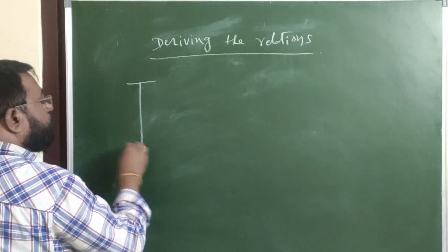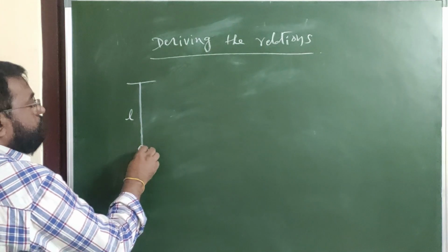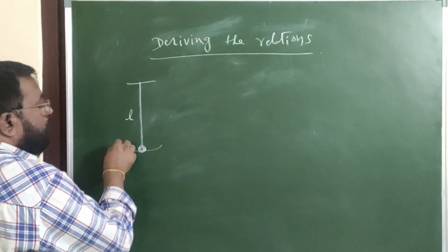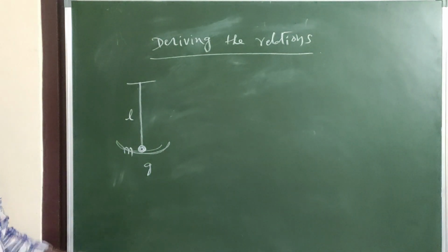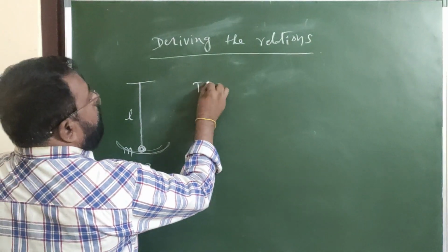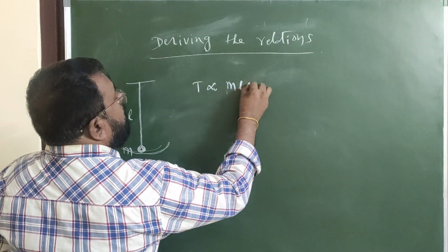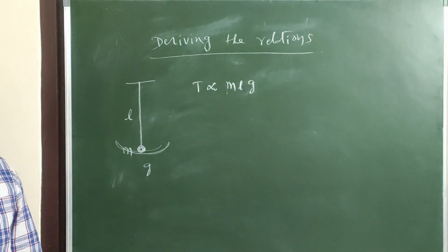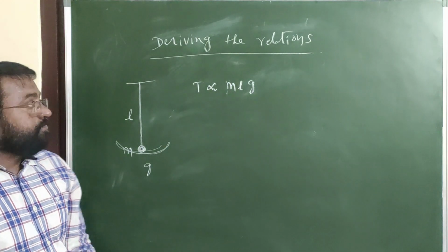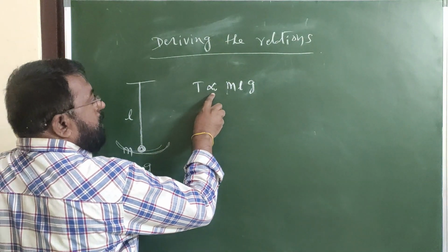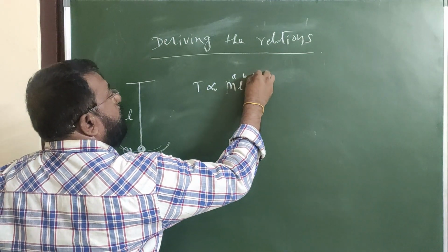this is a simple pendulum. This pendulum of length L has a bob of mass m. It is oscillating in a gravitational field. Therefore, its time period depends on mass, length and acceleration due to gravity. Then what is the relation between these quantities? Time period is proportional to m to the power of a, l to the power of b, g to the power of c.